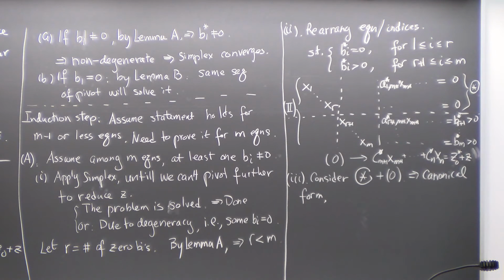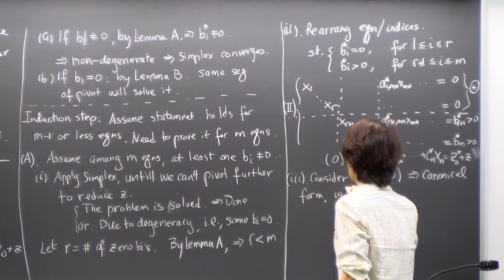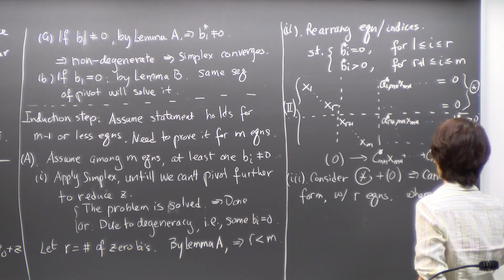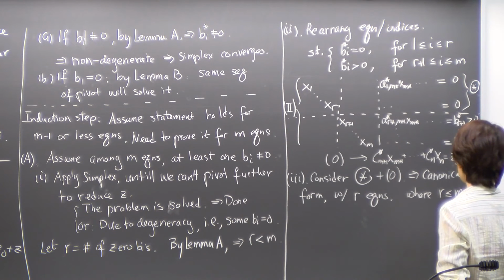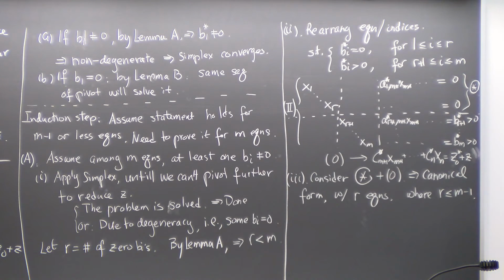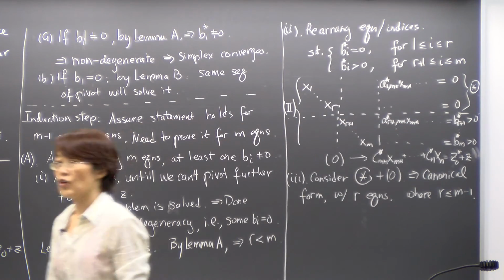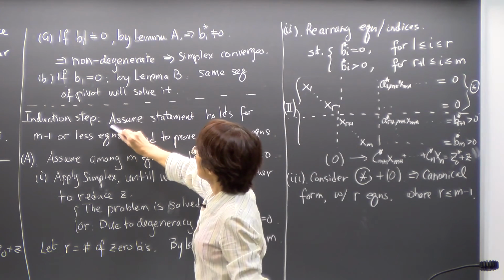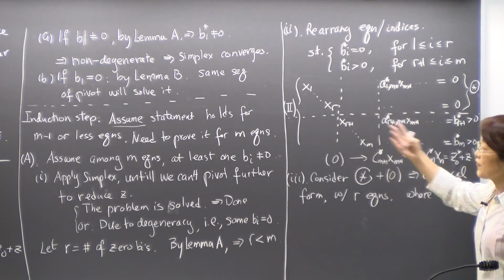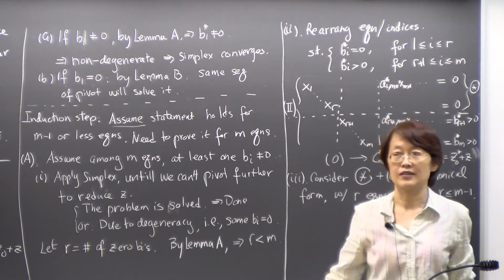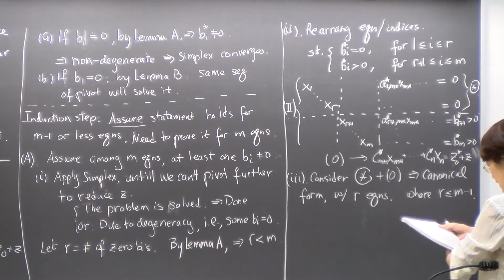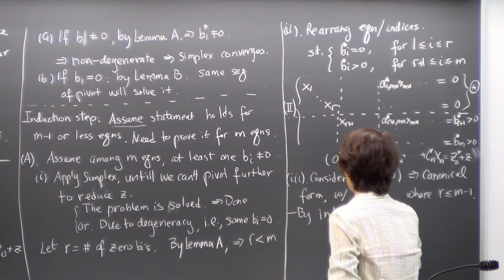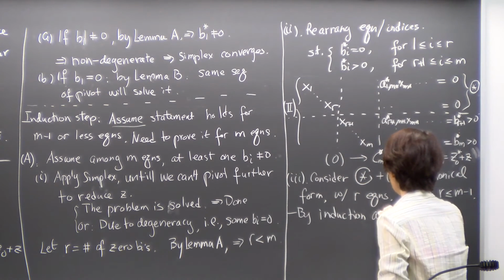And how many equations do I have for this problem here? R equations, where we already know R is less than or equal to m minus 1. Is that right? OK. Can I solve this? Did I assume I can solve it? My inductive step assumption: I assume that if I have m minus 1 equations or less, I can solve it. Right? That's the assumption. So let's put that as the induction assumption.